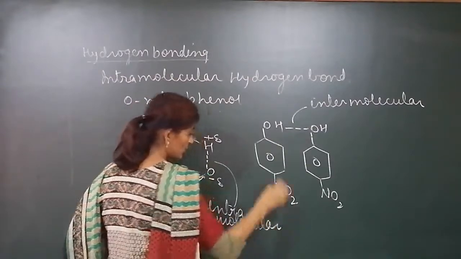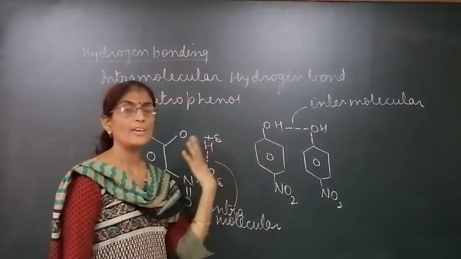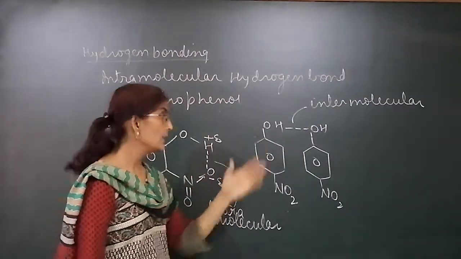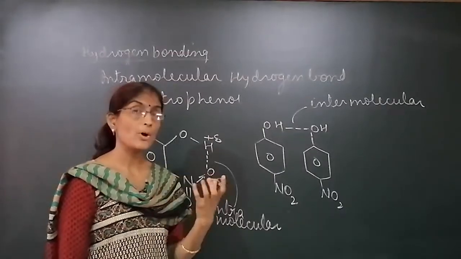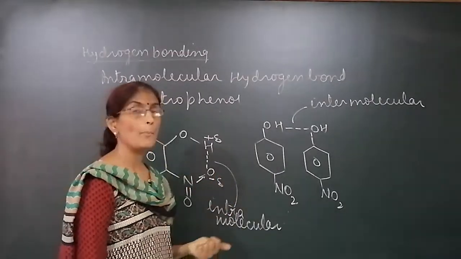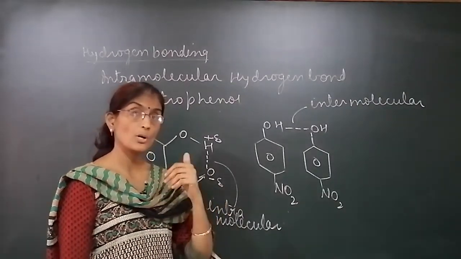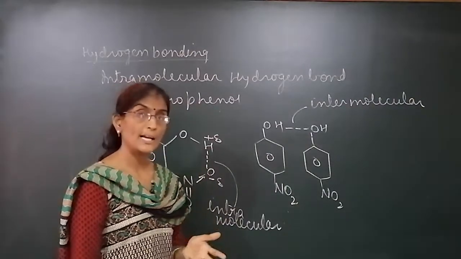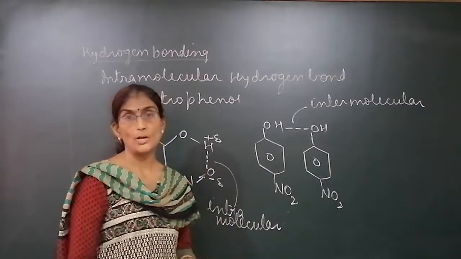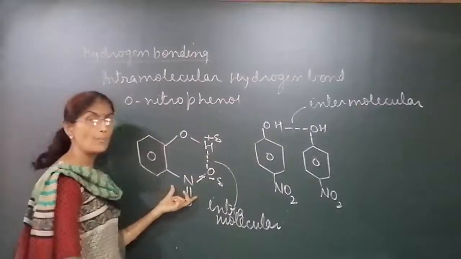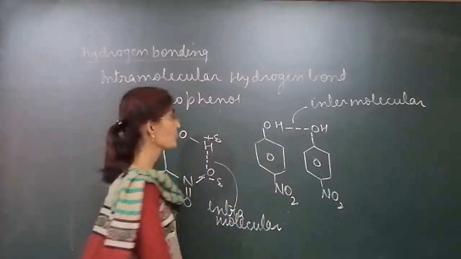Compounds having intramolecular hydrogen bond have less boiling point. They are less volatile. In compounds with intermolecular hydrogen bond, the intermolecular attraction is more, so their boiling points are higher. The para-nitrophenol has more boiling point. It is less volatile, while ortho-nitrophenol has low boiling point. It is more volatile. What is the reason? It has intramolecular hydrogen bonding, while this one has intermolecular hydrogen bonding.